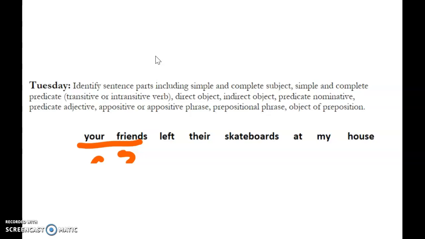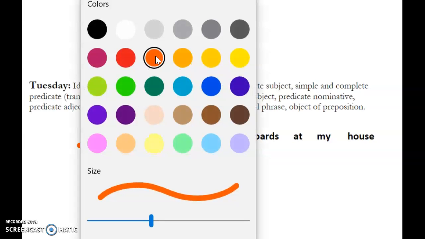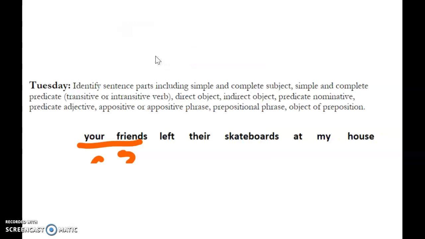Our simple subject would be one word inside our complete subject. So we have "your" and we have "friends." Which word can be our simple subject? Is it mainly about "your"? Is it mainly about "friends"? It's about friends, so that is our simple subject.